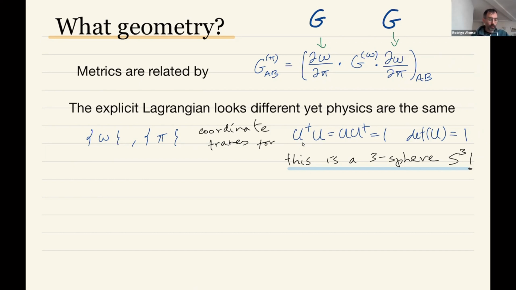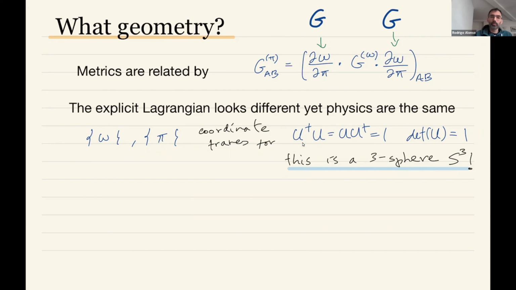And this also tells us that I can use this geometry inside and say that what we're doing here is simply going from one way to parameterize the field space to another, from a coordinate chart omega to another chart pi. These are just coordinate frames to parameterize the same space, which can be defined without any reference to any specific coordinates, as we've done before: a unitary matrix with determinant 1.